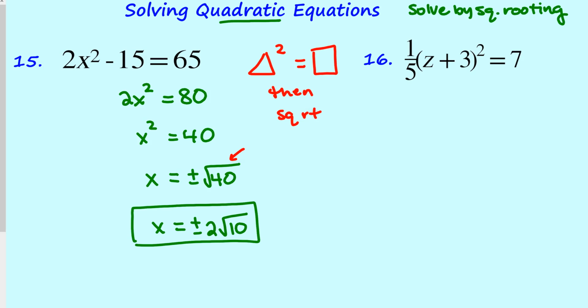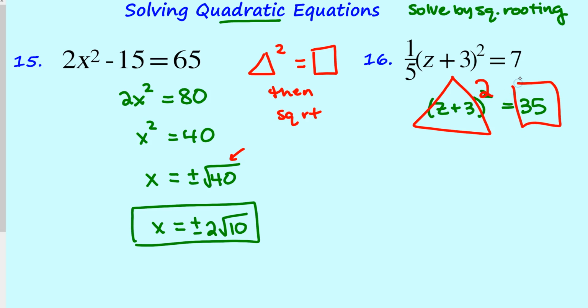So let's take a look at 16. We have 1/5 times something squared equals something. So let's get rid of the 1/5 by multiplying both sides of the equation by 5. Now we have something squared equals something. So we are ready to square root both sides.